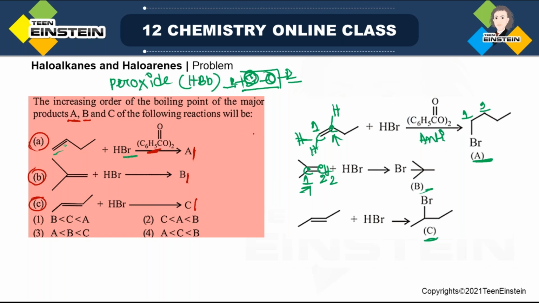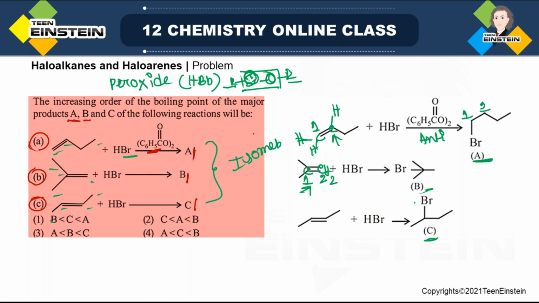All these alkenes contain 4 carbons: 1, 2, 3, 4. 1, 2, 3, 4. So A, B, C are all isomers, right? Same number of carbon, hydrogen and bromine. And in the first slide of today's class, remember what we have seen, that when there are isomers, the higher the branching, the lesser will be the boiling point.